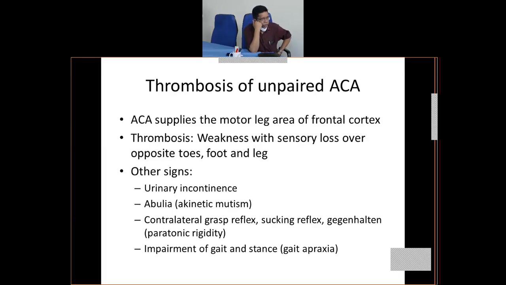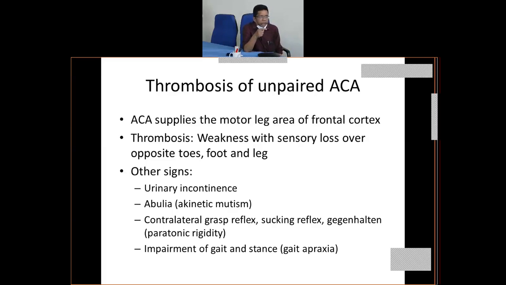Now, as we know, the circle of Willis has many anomalies. One common anomaly is that both anterior cerebral arteries arise from one common stem. That one common stem is then supplying both lower limbs, and if the patient has thrombosis of that unpaired anterior cerebral artery, the patient will have paraplegia. So if you don't write the term unpaired, it will not cause paraplegia.